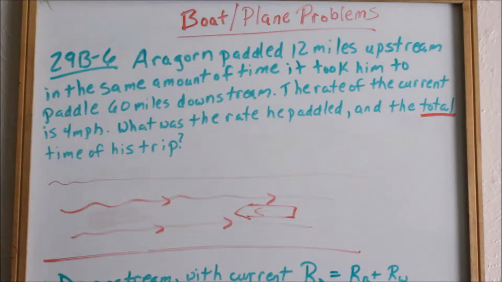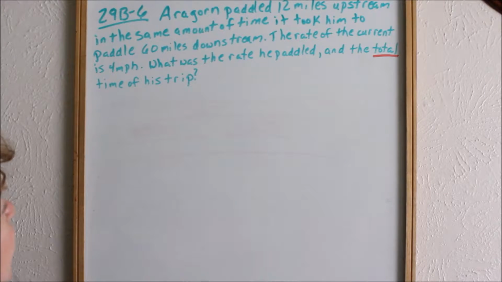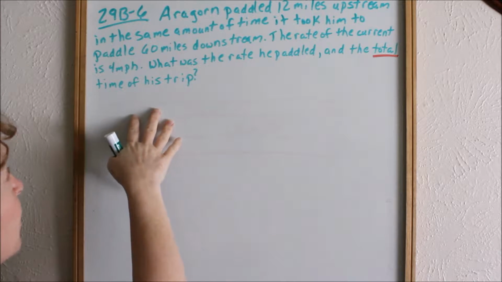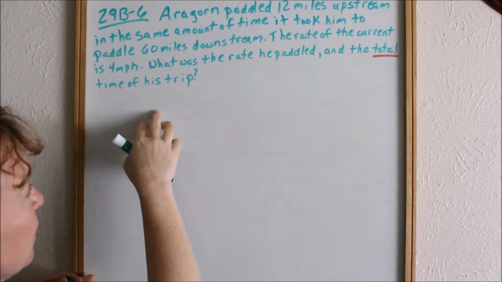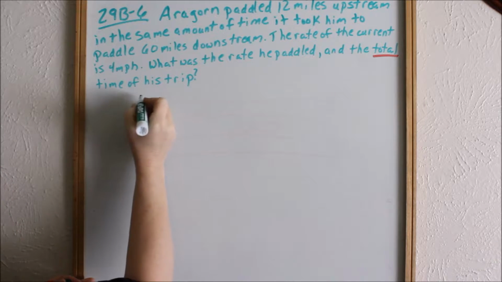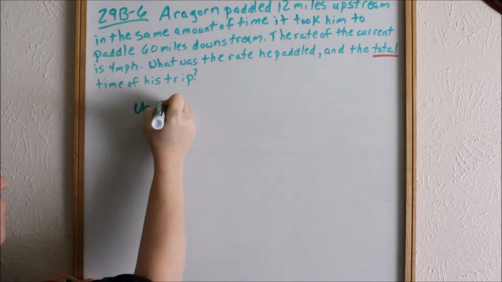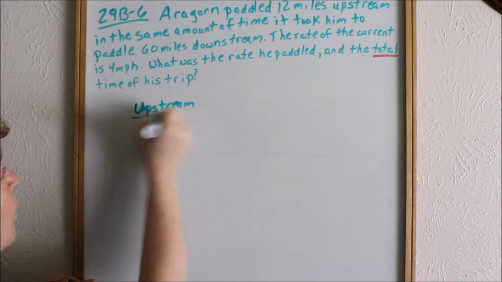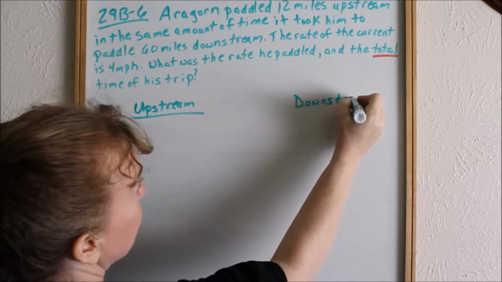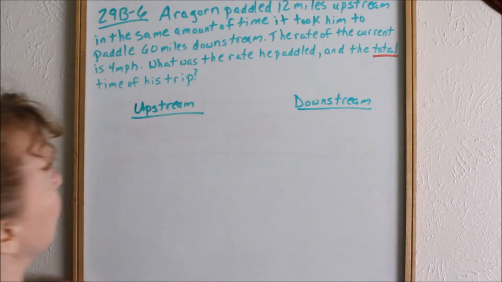In other words, how long did it take him to go upstream and then turn back around and go downstream? This is my best suggestion for keeping up with all your information in the problem. You can draw a picture if you want. Basically, he is paddling upstream and then he's going to turn around and go downstream. So my recommendation is there's your upstream information and here's your downstream information. We're going to keep up with that.